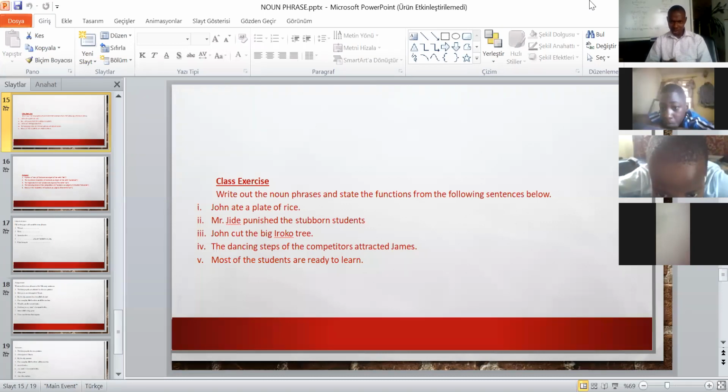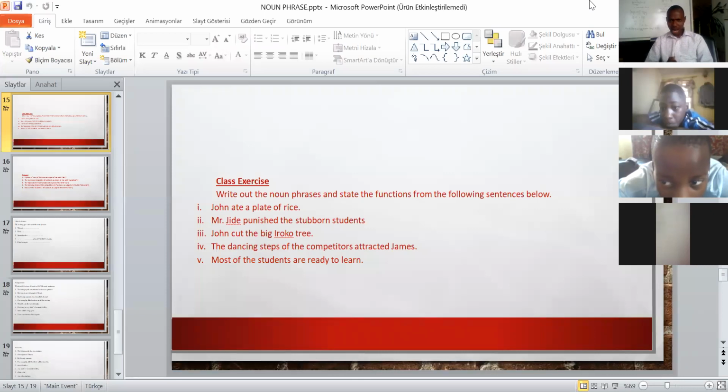Number 4, the dancing steps of the competitors attracted James. What is the noun phrase? Write out the noun phrase. The dancing steps of the is the noun phrase. Beautiful. And it functions as subject of the verb attracted. Correct. All right, number 5.